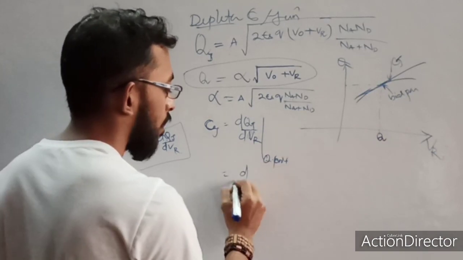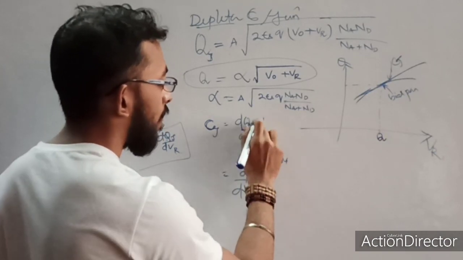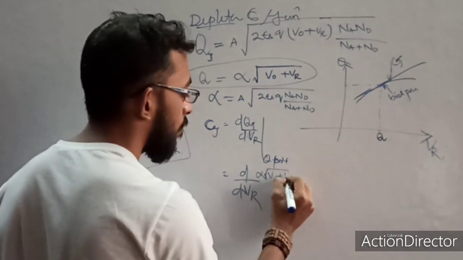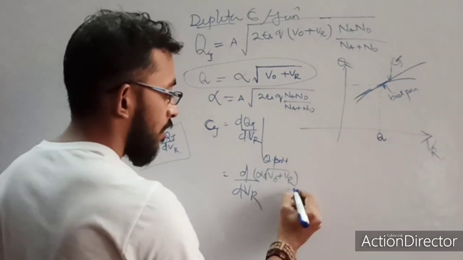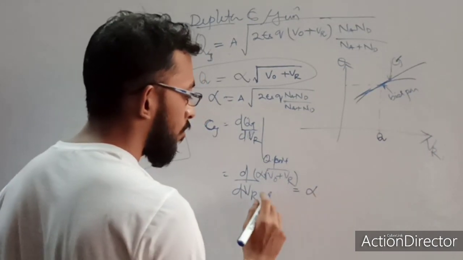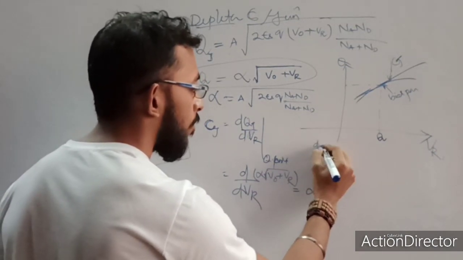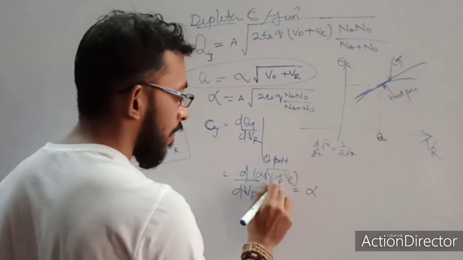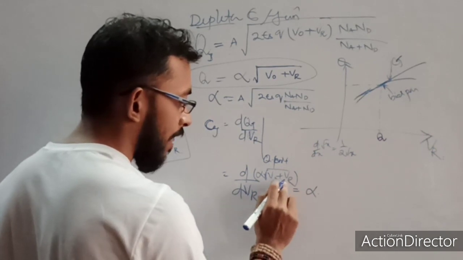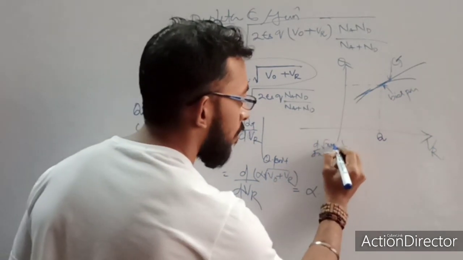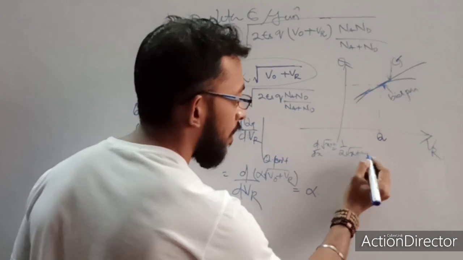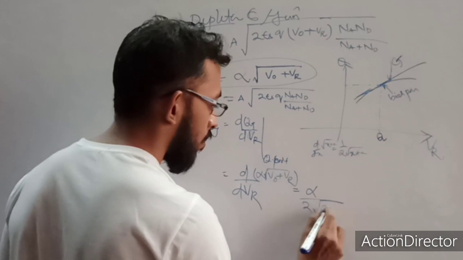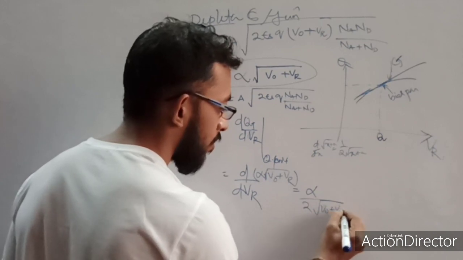Okay, so it is nothing but d by dVr of my Qj, which is nothing but alpha times under root V naught plus Vr. Alpha is a constant, taken out. What is d by dx of root x? It is nothing but 1 by 2 root x. This is a constant, and this is in terms of Vr, so x is there. So it is nothing but x plus a, which is under root x plus a. So I can write alpha by 2 times 1 upon under root V naught plus Vr.